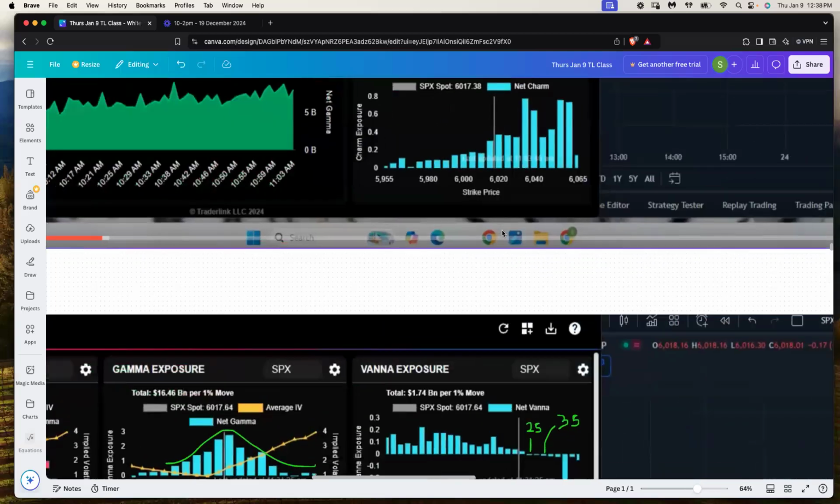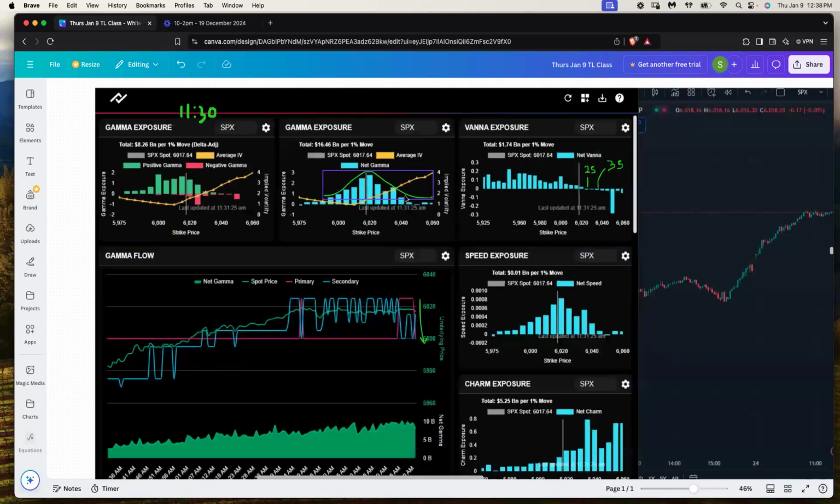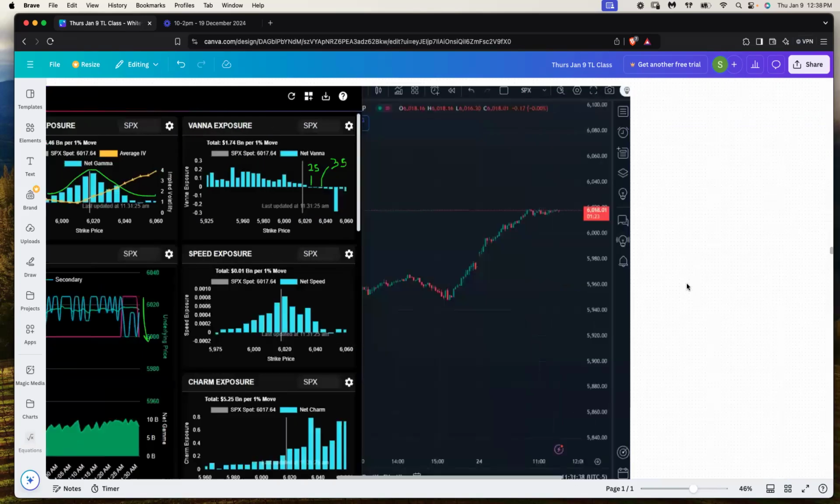So let's keep going and see what happens to Vanna. Again, we get a really nice distribution, super simple. Remember I was saying 20 is going to be a bit of resistance just because we saw that early on. And so you do see some back and forth happening at 20.